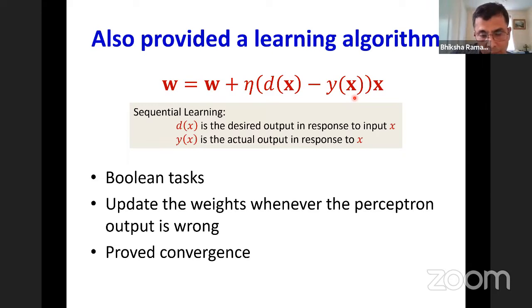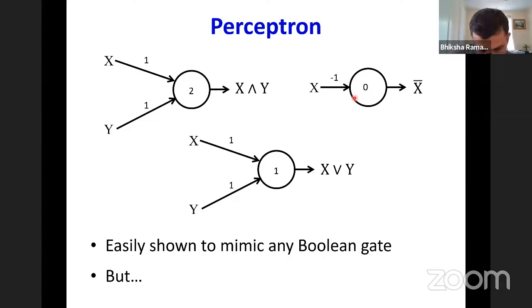And Rosenblatt actually proved that this algorithm is a nice algorithm which converges to the correct solution under certain conditions, which we will see later in the lecture. So Rosenblatt showed that the simple perceptron can model any Boolean function. Here, for example, are some examples. In each example, the weight of a connection is the number shown above the edge. The threshold is the number inside the circle.